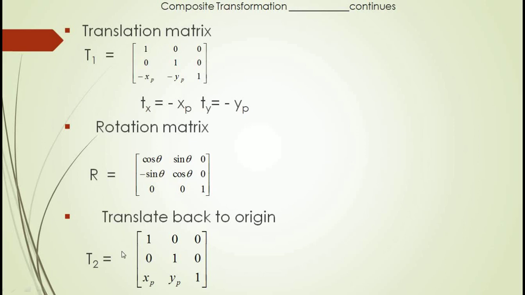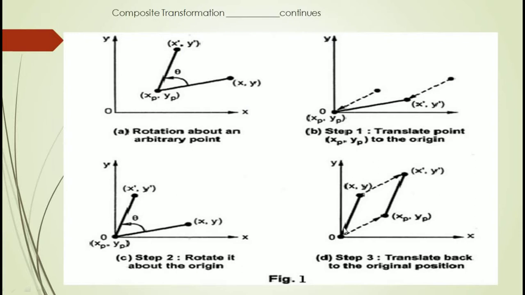The third is the inverse matrix, that is translate back to our origin. Then T2 is equal to 1 0 0, 0 1 0, xp yp 1. Here the x and y coordinates go back to our fixed position, that is the original position. In our first step the x value is decreasing. Here in the third step the value is not decreasing, the value is the same as x and y.